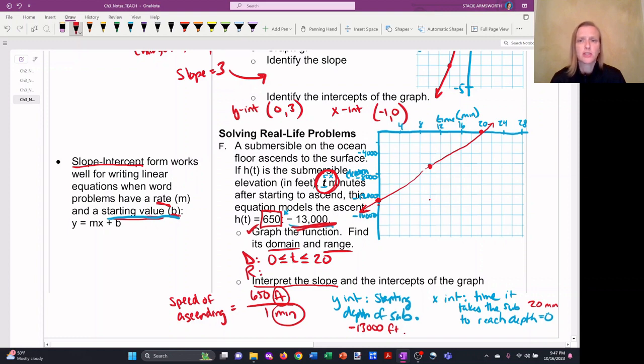The range has to do with our y values, or h of t values. These are our depths. And our lowest depth was at time 0, and that was negative 13,000, the lowest value for h of t. And our biggest value was when we got up to 0, at a depth of 0. That is our highest value for the range.